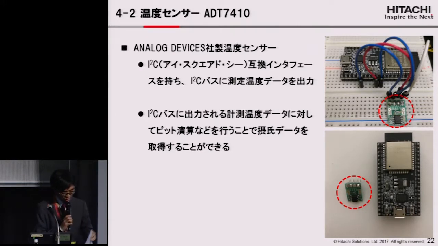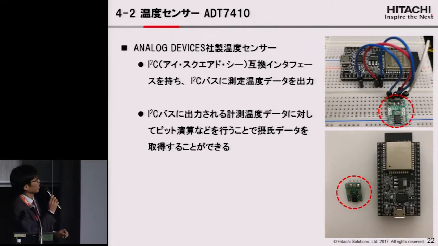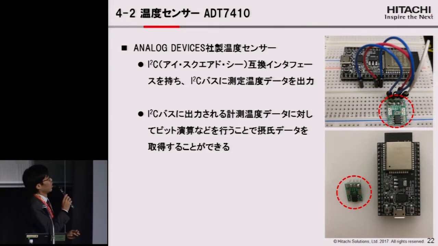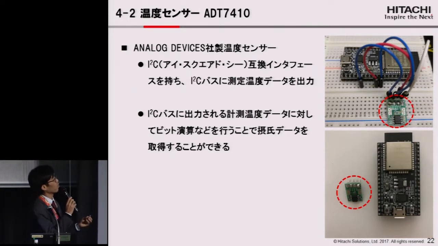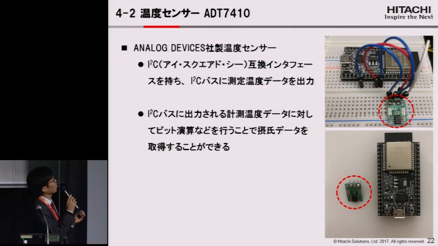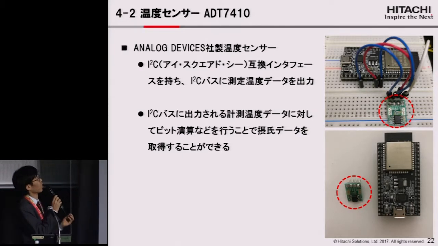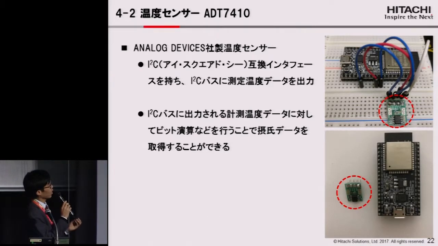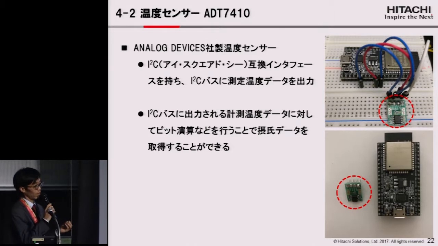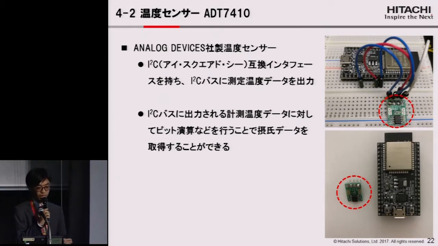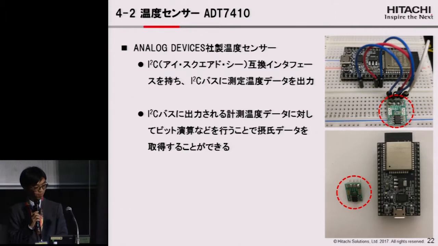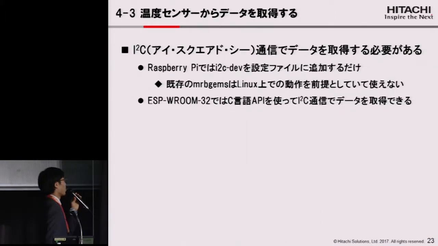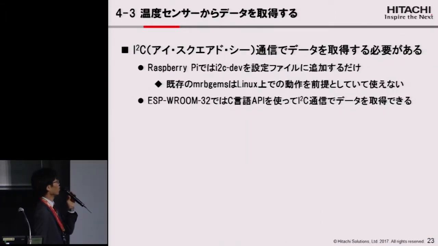For the temperature sensor, this is actually small, as you can see in the red circle. Compared with the ESP-WROOM-32, it's very small. This is the sensor we used, the ADT7410. It has an I2C interface, and by doing bit calculation, it is possible to acquire the Celsius data.